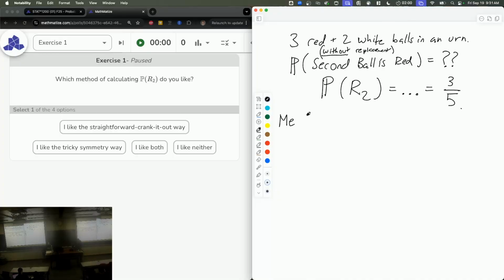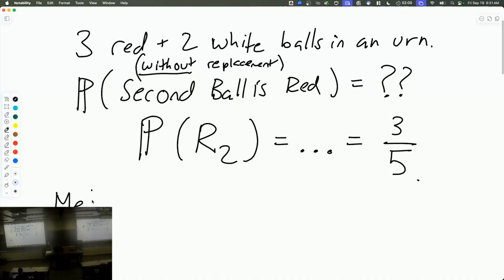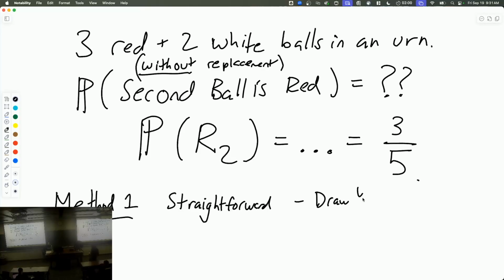Method 1. Actually, why don't I make this full screen for now? Method 1, which I call the straightforward way. Doesn't mean it's easy, but it is straightforward. And that's just we're going to draw the whole tree and figure it out. We're just going to do it the sort of mundane way. We're going to figure out how to do this. And it's going to work out to 3/5. And then we will move on.